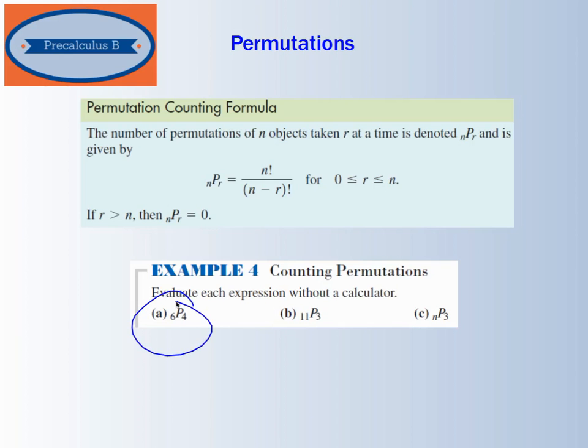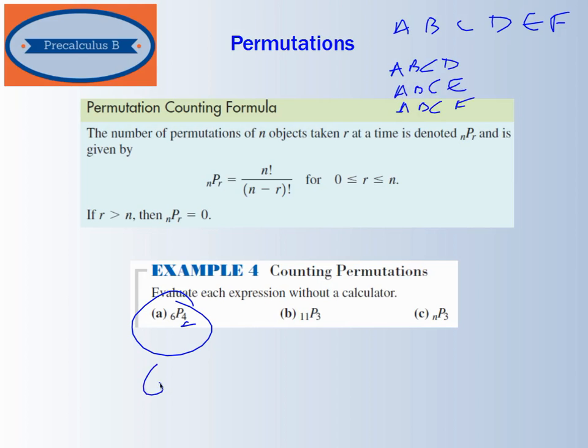All right, if I had 6 letters, A, B, C, D, E, F, and I wanted to know how many different ways, or how many different permutations, do I have of 4 of them. I could have A, B, C, D. I could have A, B, C, E. A, B, C, F, etc., etc., etc. How many different permutations of these letters could we come up with?